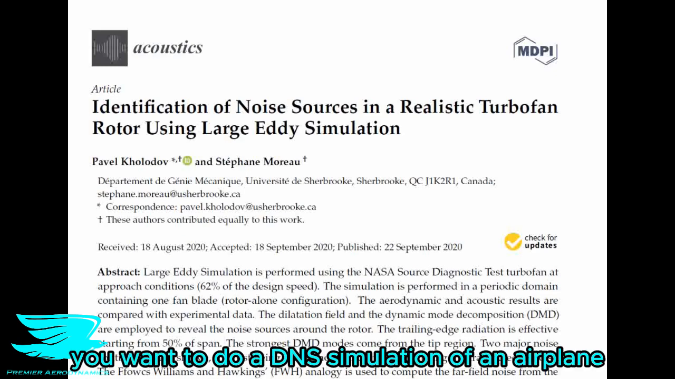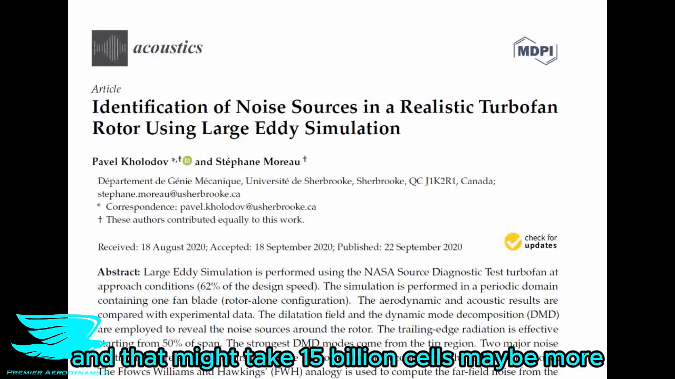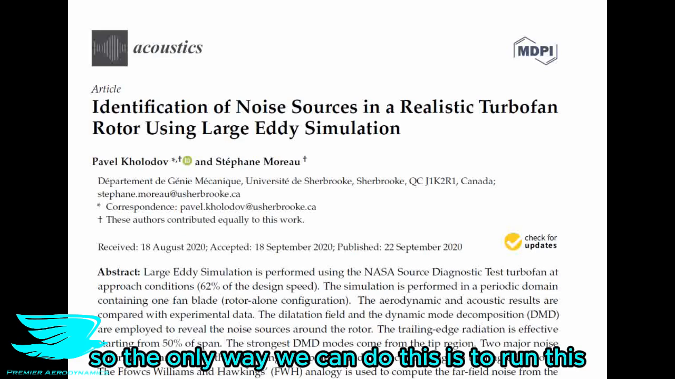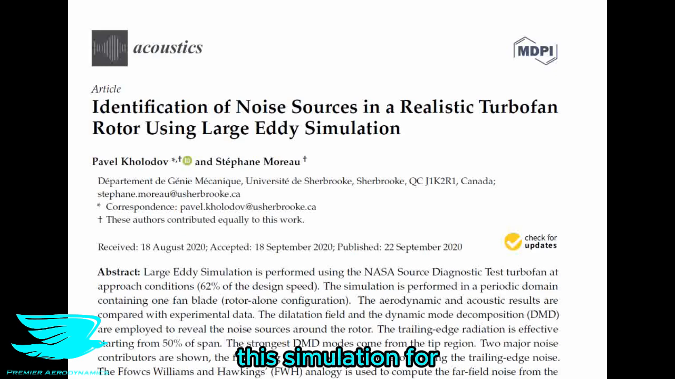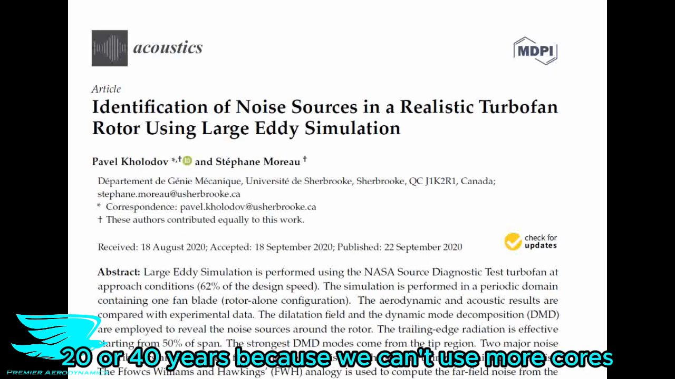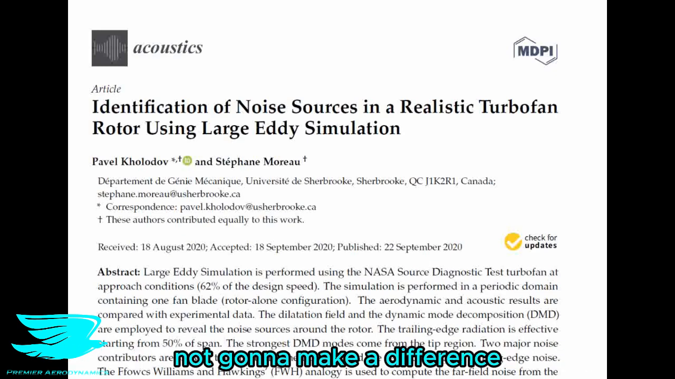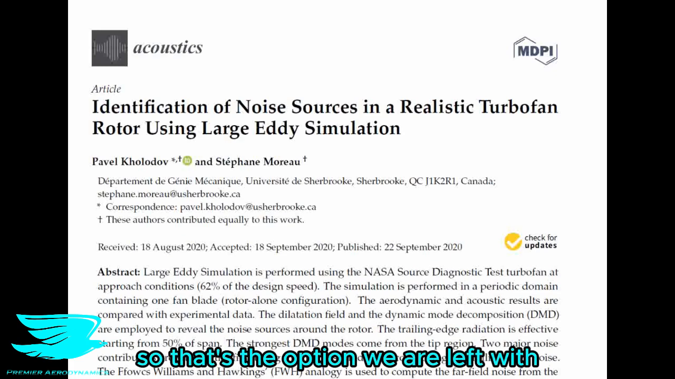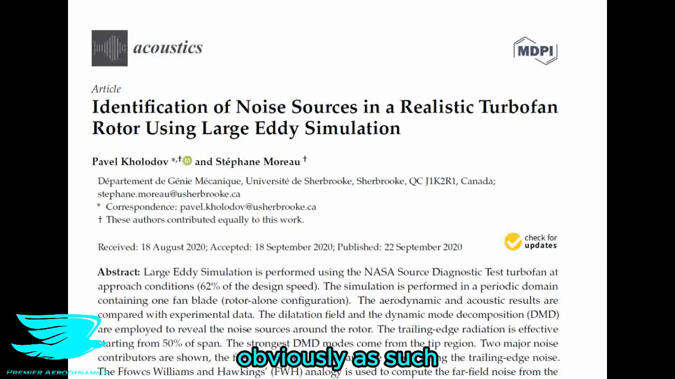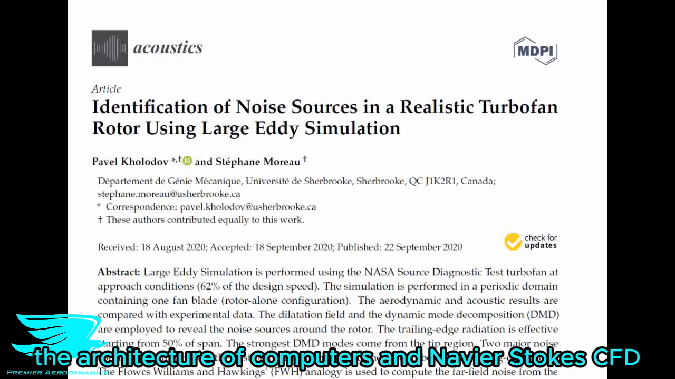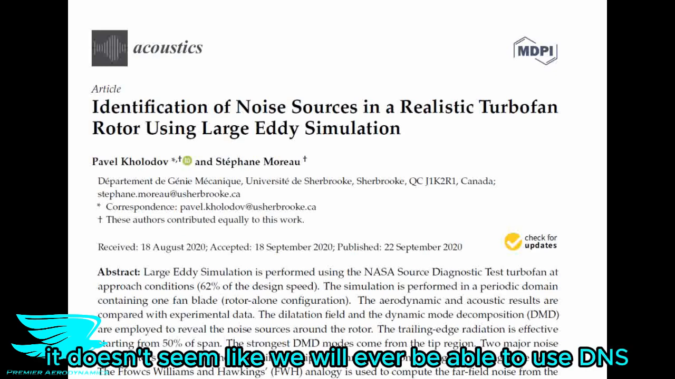So let's say we want to do a DNS simulation of an airplane, and that might take 15 billion cells, maybe more. So the only way we can do this is to run the simulation for 20 or 40 years, because we can't use more cores. It's not going to make a difference. Our cores are not getting faster. So that's the option that we're left with. That's not practical, obviously.